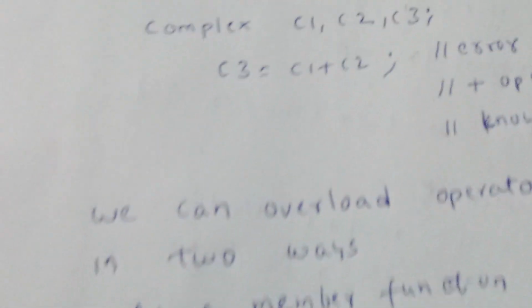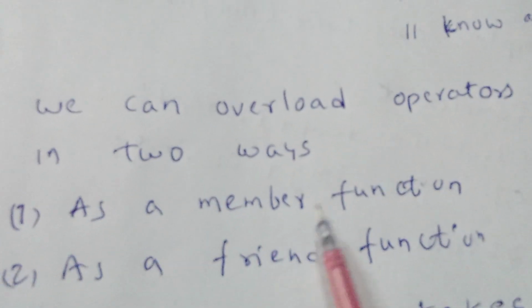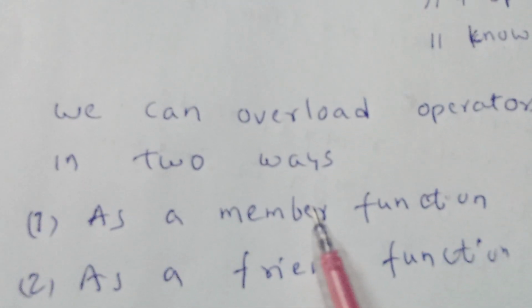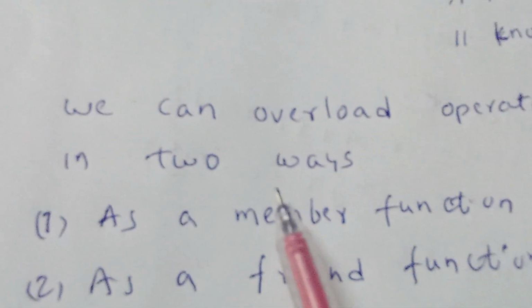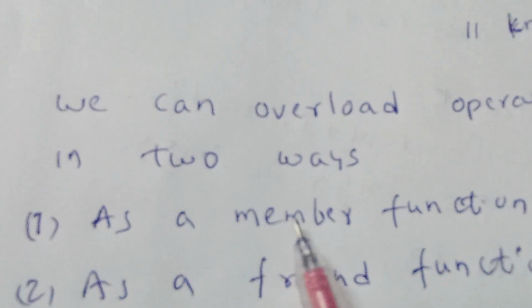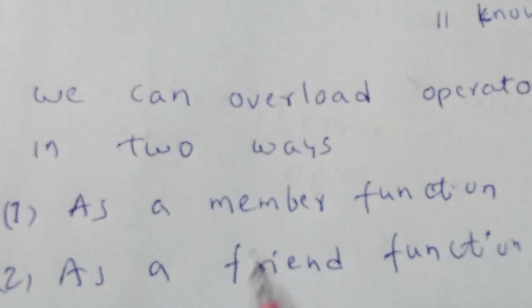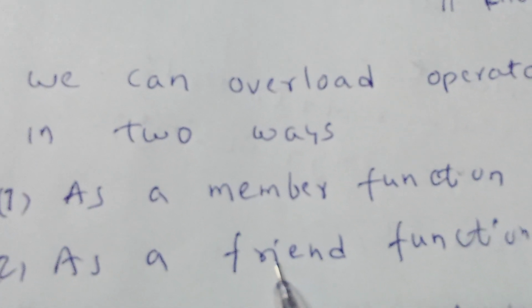Now we can overload operators in two ways. First is as a member function, second is as a friend function. So the plus operator can be a member function and the plus operator can be a friend function. When it is a member function, the plus operator takes one argument less. When the plus operator is a friend function, it takes one argument more.